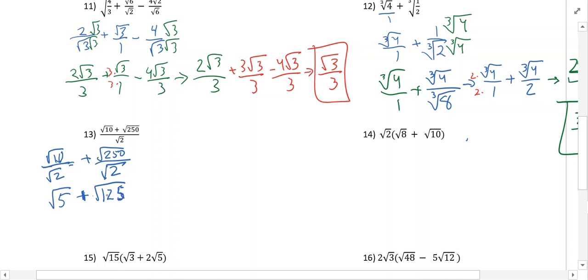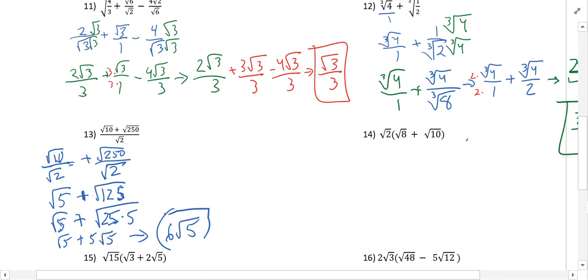So now rad 5, I'm going to leave alone for right now. And then here I need to find the biggest perfect square factor of rad 125. So I'm going to get 25 times 5. So then when I bring this, I get rad 5 plus 5 rad 5. So then I can add those together, which gives me 6 rad 5.